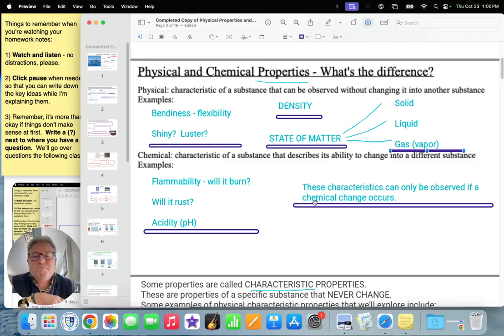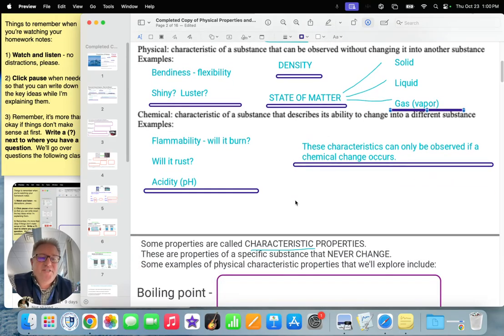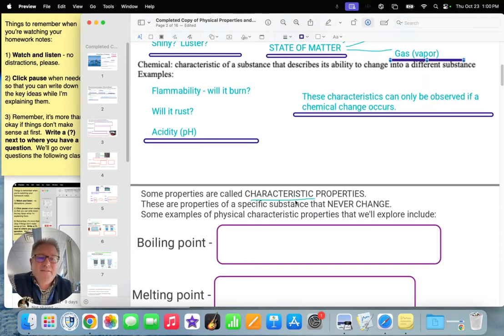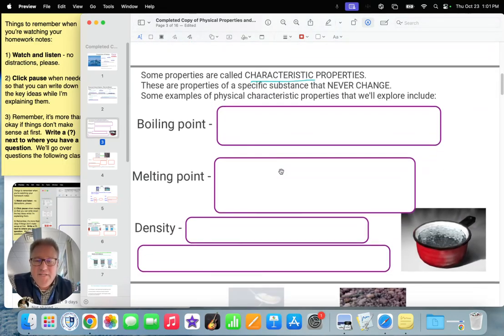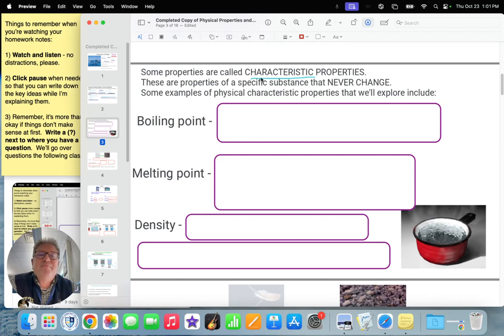Now, some properties can change depending on certain aspects of, I guess, the temperature or things like that. But some properties of materials are always the same, and we call those characteristic properties. Characteristic properties are unique properties for specific substances. In fact, characteristic properties are numbers. There are things you can look up, you could Google.